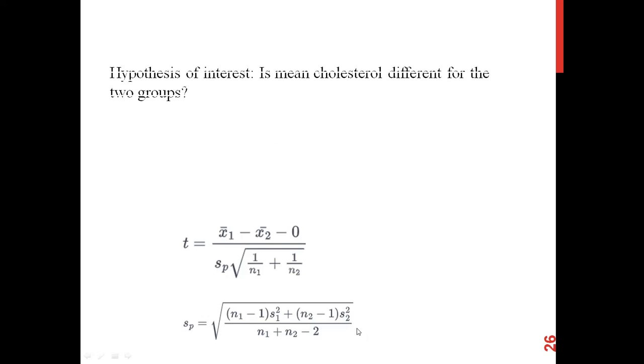We compute this, and our hypothesis of interest is mean cholesterol different for two groups, that is mu A not equal to mu B. Hypothesis of interest becomes alternative hypothesis. Null hypothesis is mu A equal to mu B.